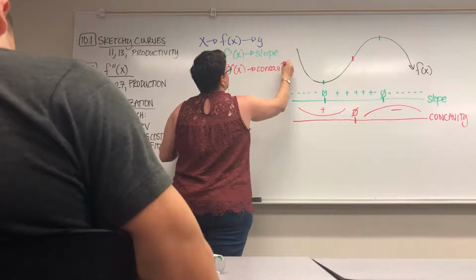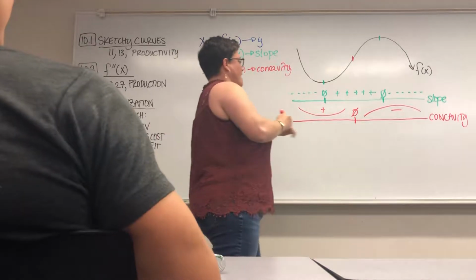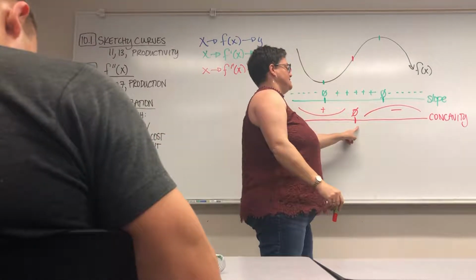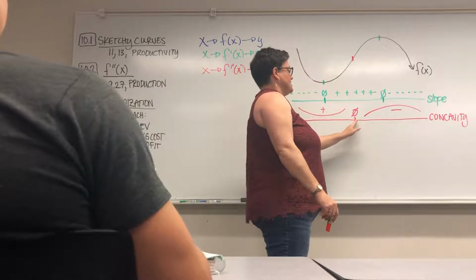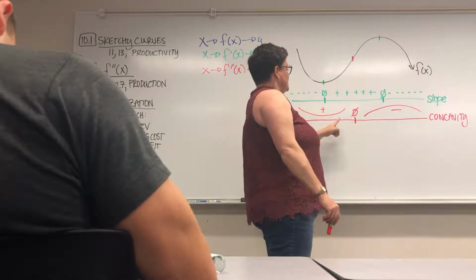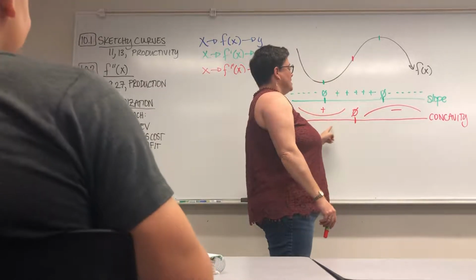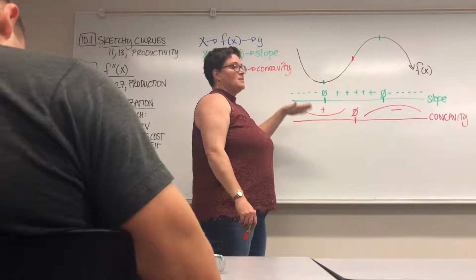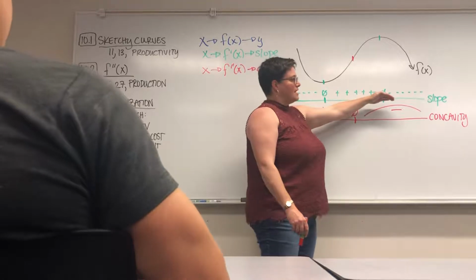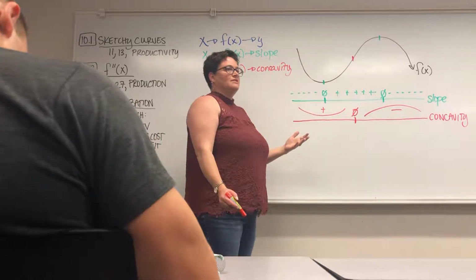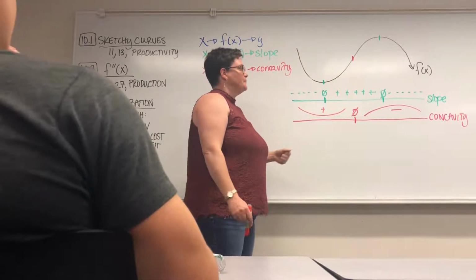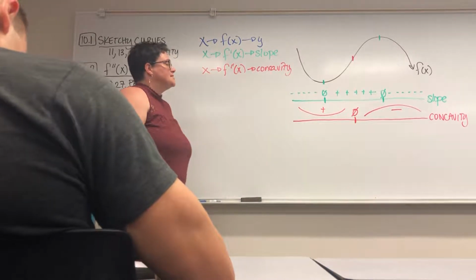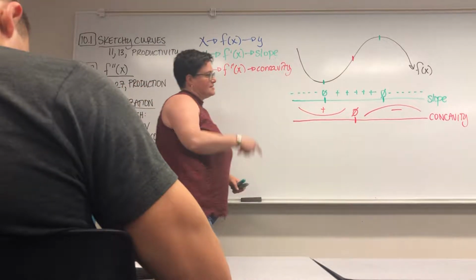Okay? So how do I verify concavities on either side of these x values? I would pick any test value in this region and plug it into the second derivative. And the sign of the answer tells me whether it's concave up or concave down. That's all there is to it. Okay? We'll do some math examples, but for now, let's move on to this next guy.